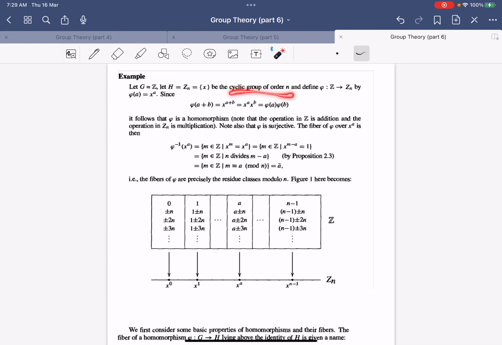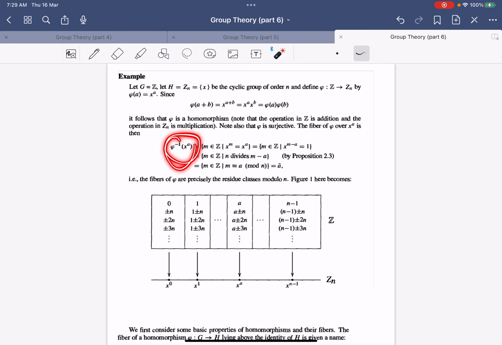So we just take a cyclic group of order n and we define the homomorphism from the integers to Zn as phi of a equals x to the power of a. And then we show that this is a homomorphism, because phi of a plus b is just the same as x to the power of a plus b. And that's the same as x to the power of a times x to the power of b. And x to the power of a is phi a, and x to the power of b is phi b.